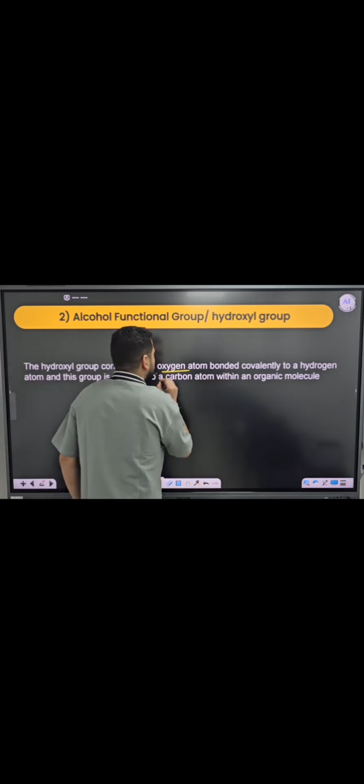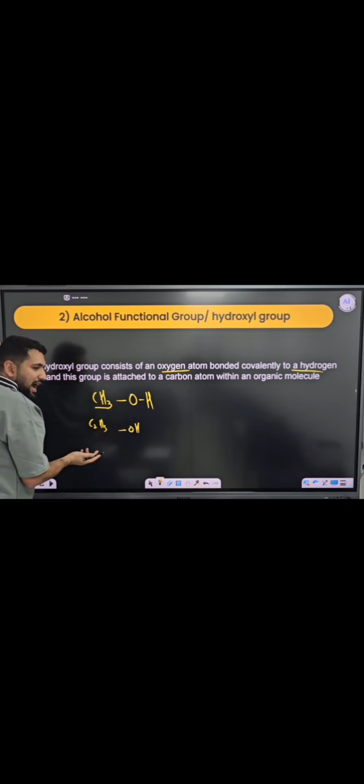So what does it contain? Let me tell you, it contains oxygen which is bonded covalently to a hydrogen atom, and this group is attached to a carbon atom within an organic molecule. What does it actually mean? It means this alcohol group contains OH, and this O is covalently bonded with hydrogen. Since oxygen makes two bonds, one from this side, one from this side.